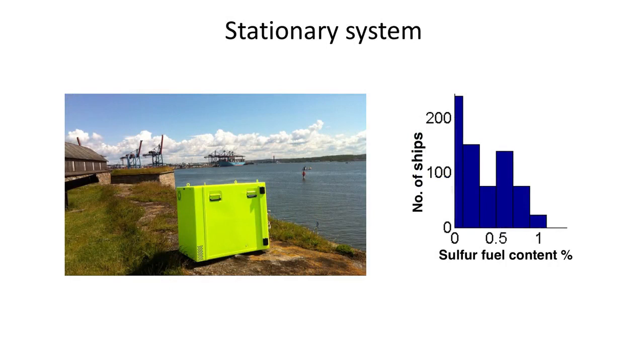A more effective way to gather statistics from a large number of ships is to use a stationary sniffer system. Here the ratio of carbon dioxide and sulfur dioxide is measured from a fixed location that is frequently encountered by the plume of passing ships.